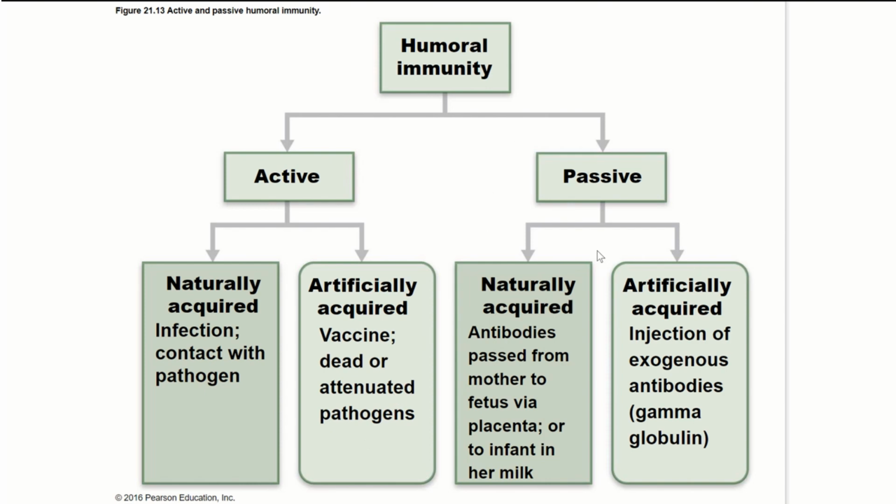We also have passive methods of acquiring immunity. These would be things like antibodies passed from mother to fetus or in breast milk, like we just discussed. But we also have artificial ways of getting passive immunity, and that's where we use antibodies from donors and inject those into patients. So you have the antibodies produced by a different individual, you isolate those, and then utilize them for a sick patient.